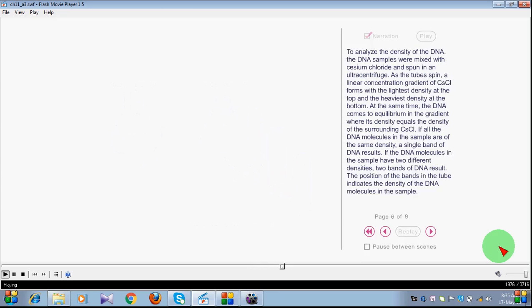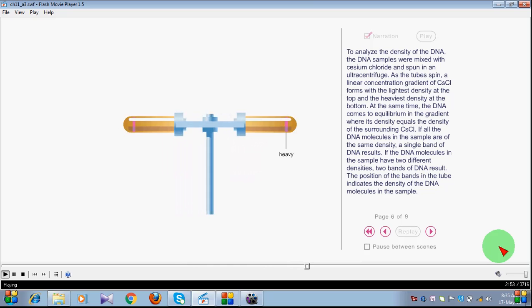To analyze the density, the DNA samples were mixed with cesium chloride and spun in an ultracentrifuge. As the tubes spin, a linear concentration gradient of cesium chloride forms with the lightest density at the top and the heaviest density at the bottom. At the same time, the DNA comes to equilibrium in the gradient where its density equals the density of the surrounding cesium chloride. If all the DNA molecules in the sample are of the same density, a single band of DNA results. If the DNA molecules in the sample have two different densities, two bands of DNA result. The position of the bands in the tube indicates the density of the DNA molecules in the sample.